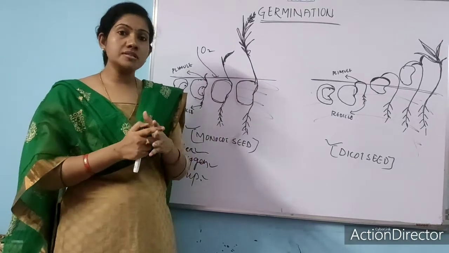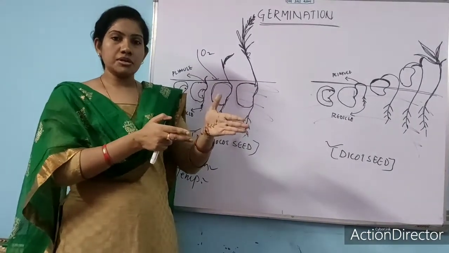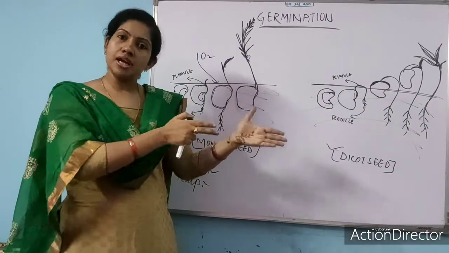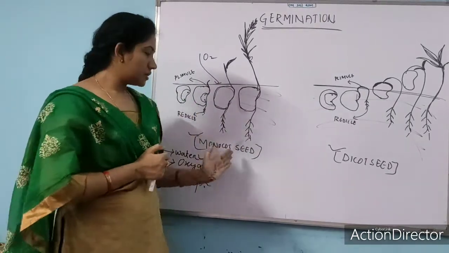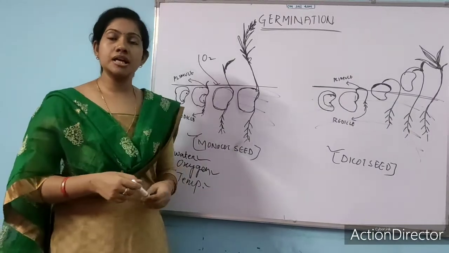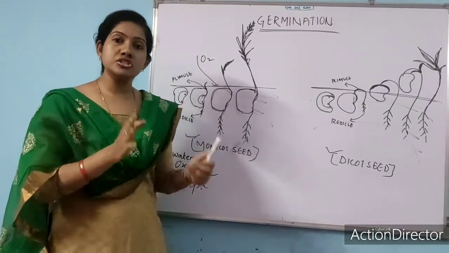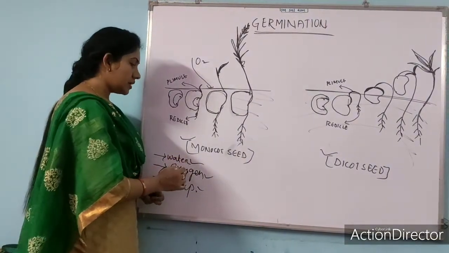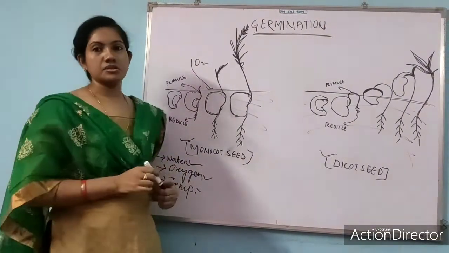That's why we cannot say that this is the only optimum temperature for seed germination. It varies from seed to seed. So here we have talked about the three essential conditions for the germination of seed. What are they? Water, air or oxygen, and temperature.